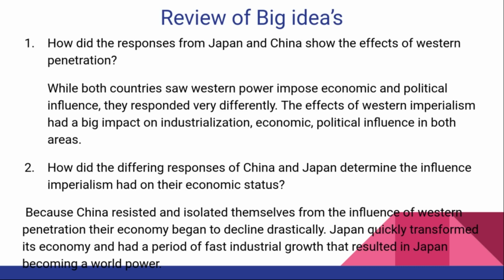Going back to what we discussed in our PowerPoint slides, Japan adapted to imperialism and had a better modernization period, which allowed them to have fast industrial growth, which resulted in them becoming a world power.